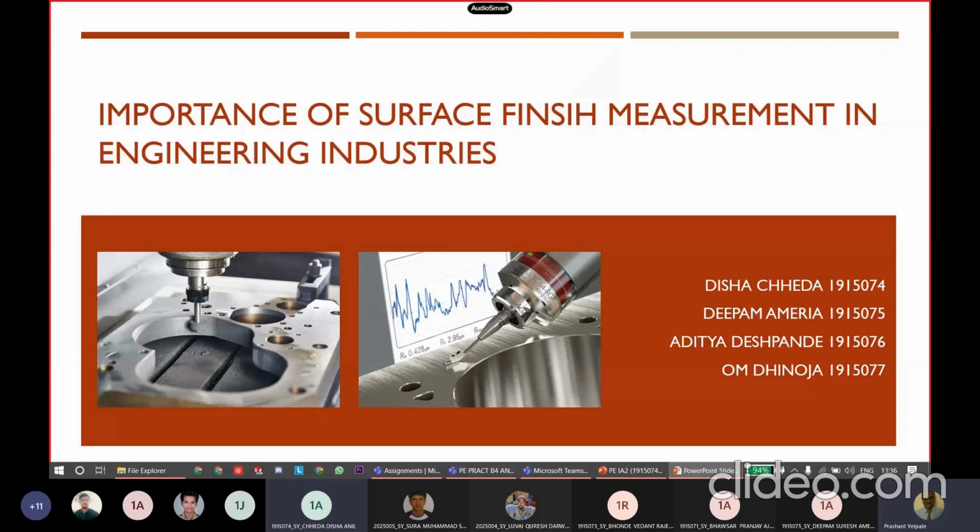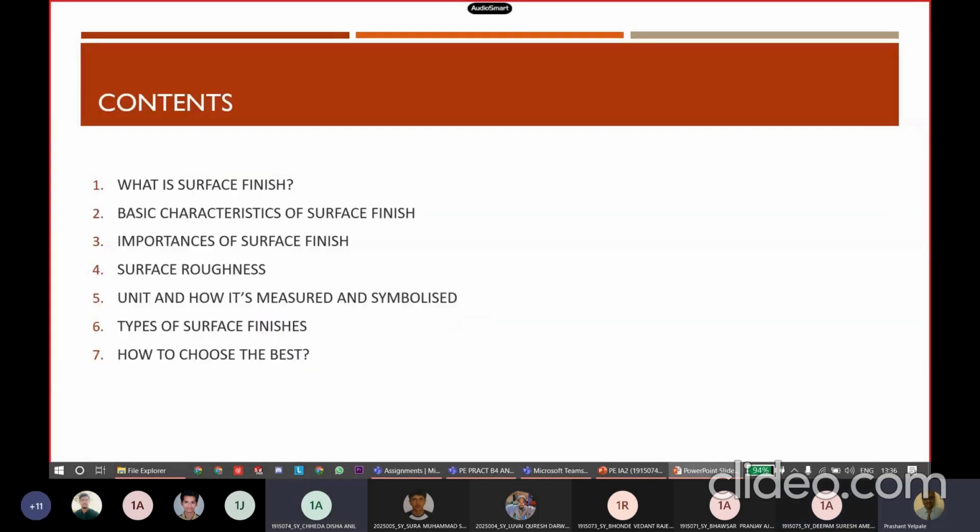Our group will be presenting the importance of surface finish measurements in engineering industries. So the topics that will be covered in this presentation are what is surface finish, its characteristics, the importance of surface finish, surface roughness, its unit, how is it measured and symbolized, the types of surface finishes and how to choose the best.